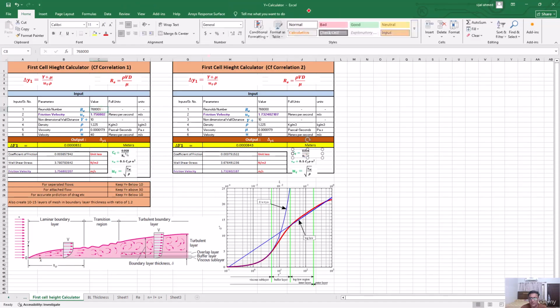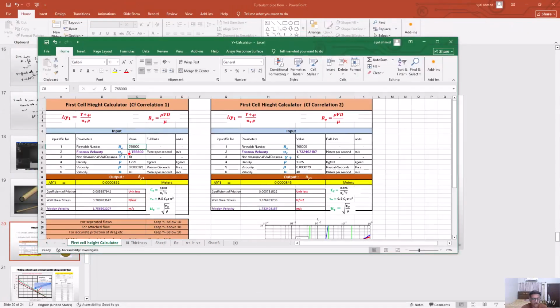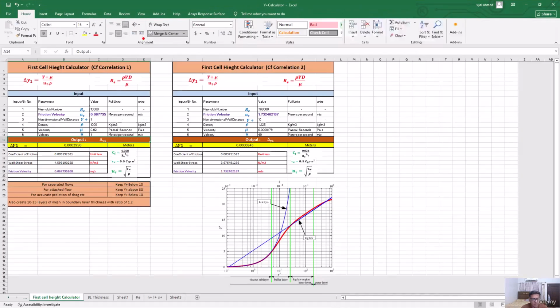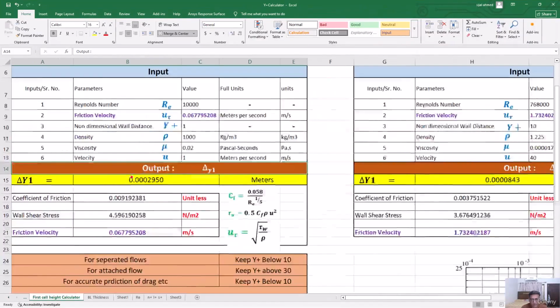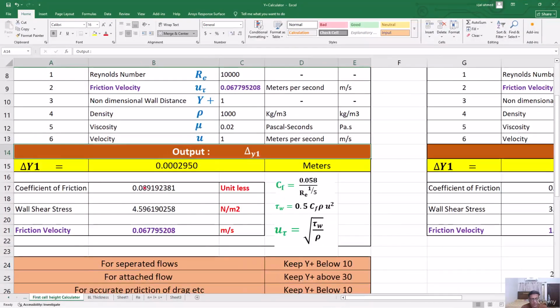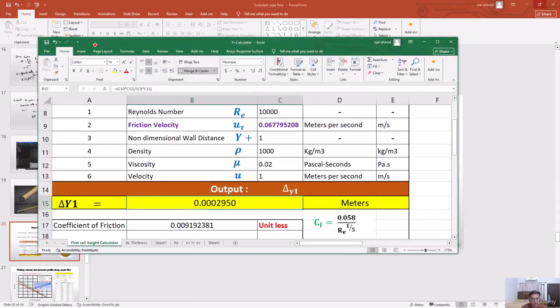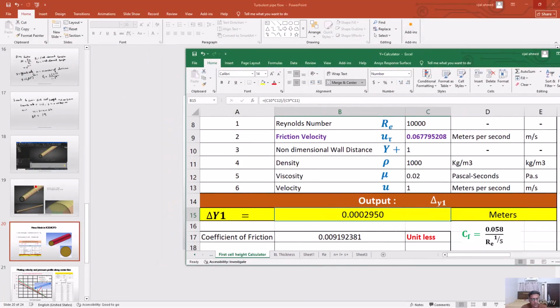So what I did is that I put in the value of my Reynolds number, which is 10,000, and Y plus I want to put is 1, and my density is 1000, and viscosity is 0.02, and velocity is equal to 1 meter per second. So my first cell height with this formula would be 0.00029 meters. So how much change is there between that formula and this formula?